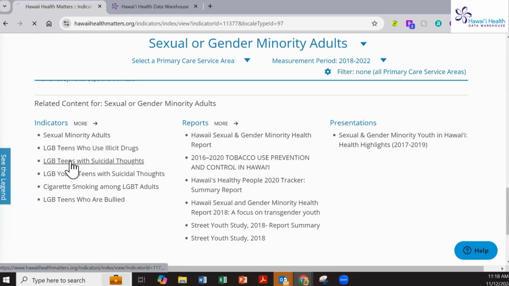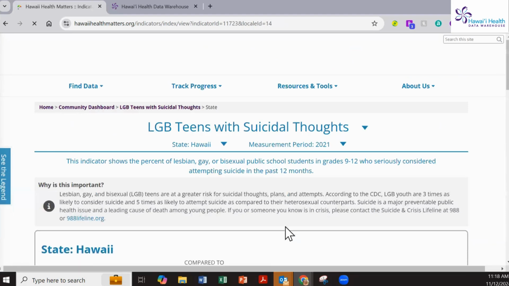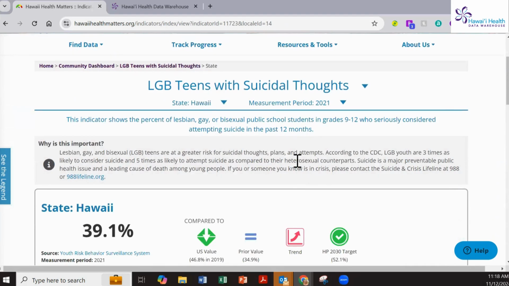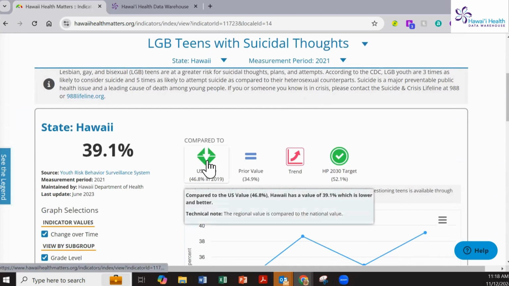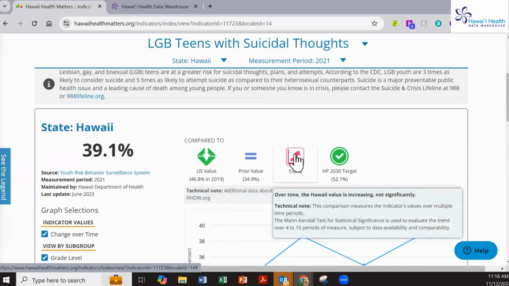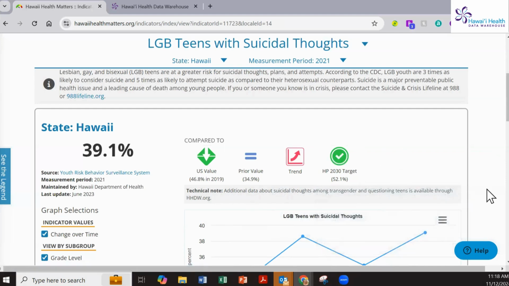Let's quickly take a look at one of the teen indicators. So this is LGBT teens with suicidal thoughts. And again, it gives you some of the information about why this is important and gets into the data. Here, it provides a few more comparison values. We can see that we're actually doing better than the US value overall. The prior value hasn't changed significantly. It is trending up, although not significantly. And we have met the Healthy People 2030 target of 52.1%.